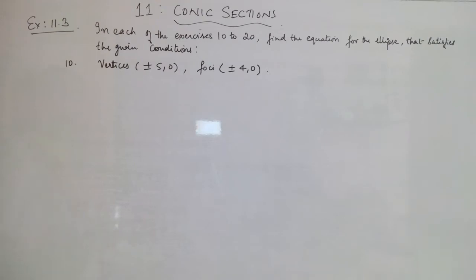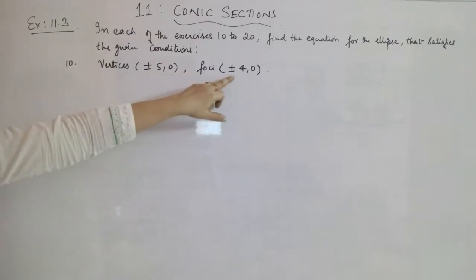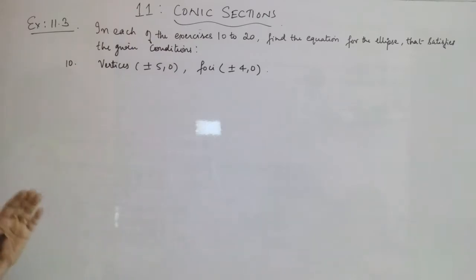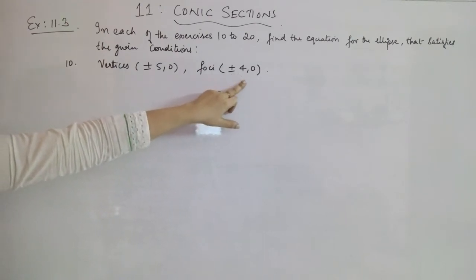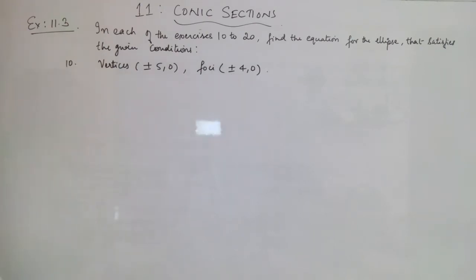The 10th question: vertices is given to be plus or minus 5, 0 and foci is given to be plus or minus 4, 0. Now the form of the vertices or the foci will tell you where the major axis is. That is, the foci is of the form plus or minus c, 0. That means the major axis should lie on the x-axis. Understood? And that will give you which type of standard equation is here.